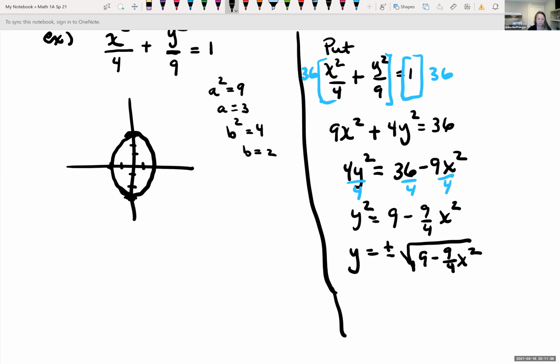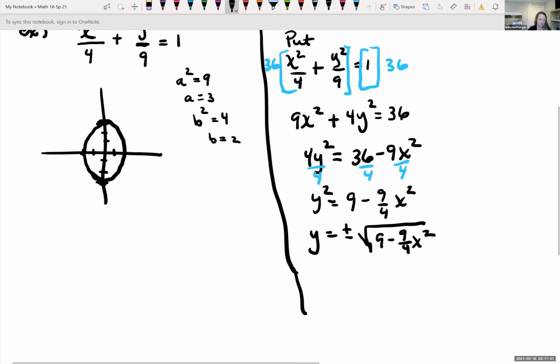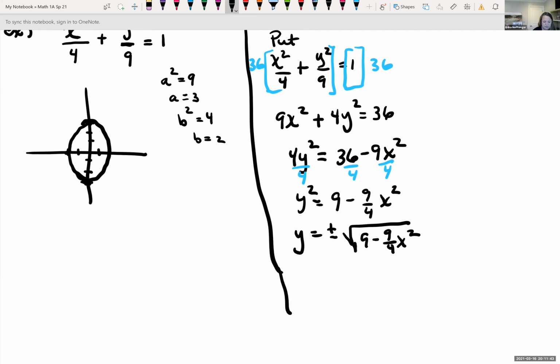So now it's in the form that we can take the derivative of this. So let's look at that. This was put in explicit form, and then we find the derivative. So let's just say dy/dx.